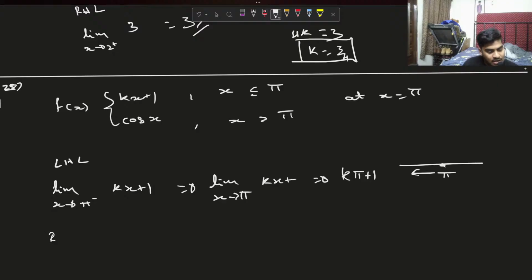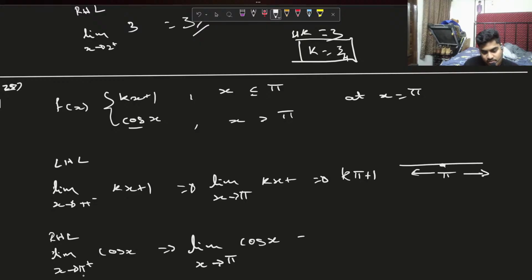Done. Now RHL: limit x tends to pi plus, so for pi plus this side applies, so it is cos x, limit x tends to pi of cos x is equal to cos pi. So cos pi is cos 180 degrees, which is equal to minus 1.